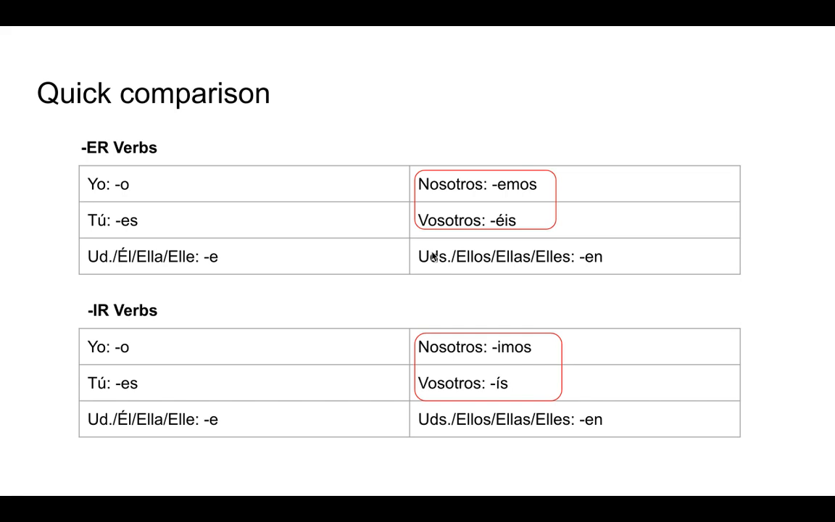So between my ER and IR verbs, the yo, tú, usted, and ustedes forms are all the same. What's different are my nosotros and vosotros forms. So that will help you when you're remembering how to conjugate these verbs, that most of them are the same, minus the nosotros and vosotros. That is how we conjugate ER and IR verbs in Spanish.